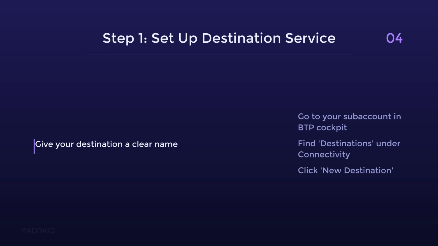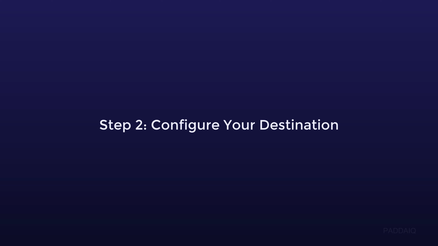Give your destination a clear name. This means choosing a descriptive identifier so you can instantly recognize its purpose later. For instance, name a destination to your S/4HANA system S4_prod_finance_read instead of just backend one. A well-named destination prevents confusion and saves time during development and troubleshooting. Configure your destination in the next step.